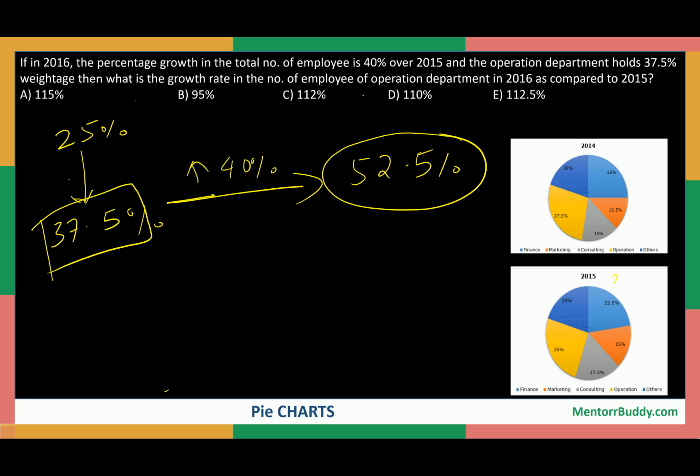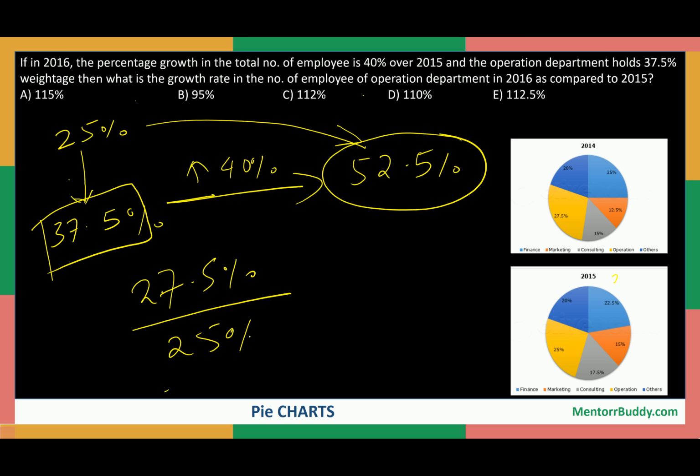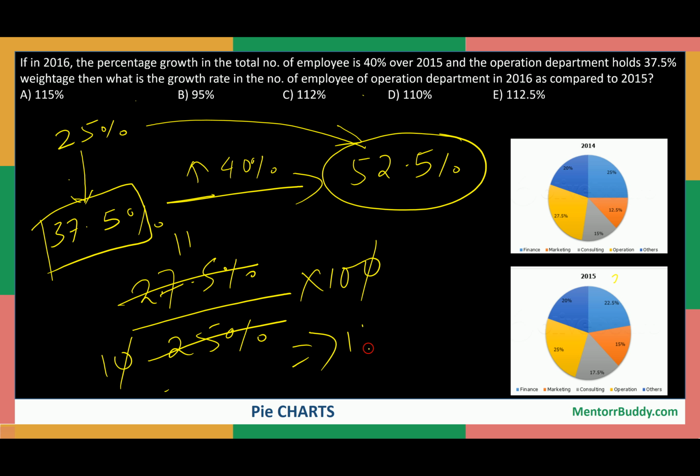So now 52.5% is the share in 2016, and in 2015 it was 25%. So what is the percentage growth? From here to here there is an increase of 27.5%. So 27.5% is what percentage of 25%, that is of 2015? So we multiply by 100. With 2.5 we can cancel it out. 2.5 into 10 is 25, and 2.5 into 11 is 27.5. The 0 will be cancelled out. 11 into 10 is 110%.